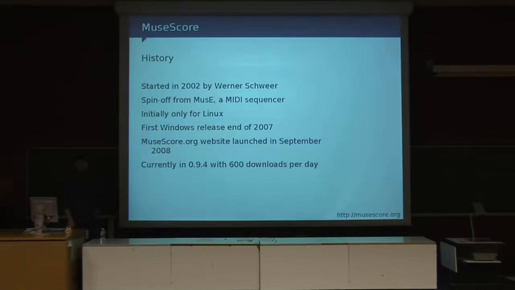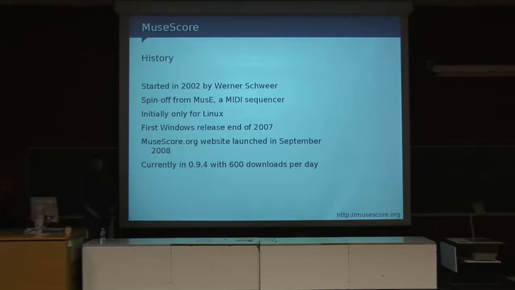Then in 2008, in September, we launched the MuseScore.org website, which was quite a milestone because at that point we went from 50 downloads per day to 200 downloads per day. And that was quite a step forward because lots of newcomers, new users, were coming, and on the website people were finding bugs and so on, and that sped up the development cycle a lot. So that was really great.